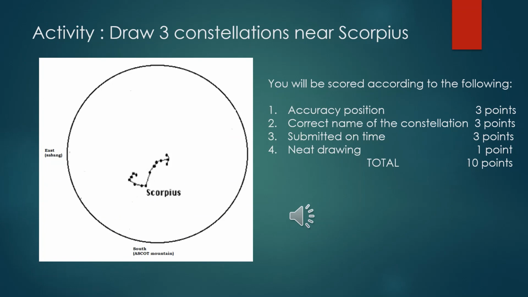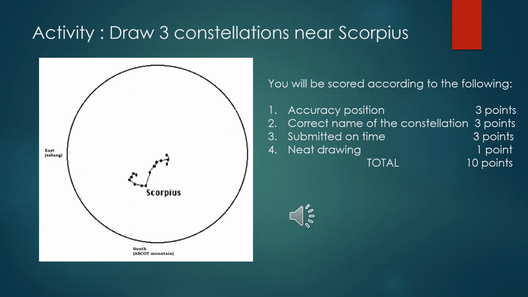Performance task. During night time, look at the sky following the map I provided. Locate the east or the Sabang part, and locate the south or the Ascot part. Draw 3 constellations near Scorpius.